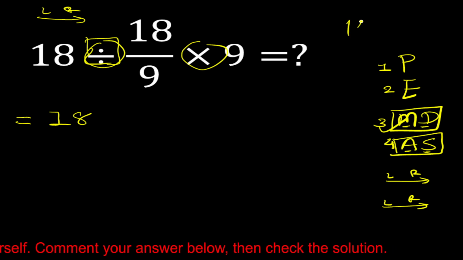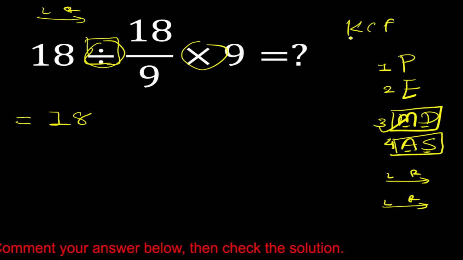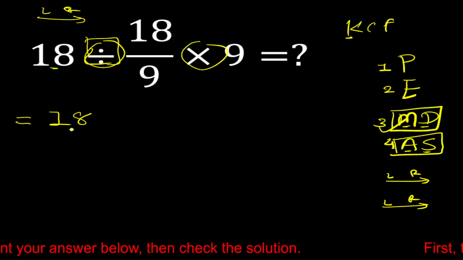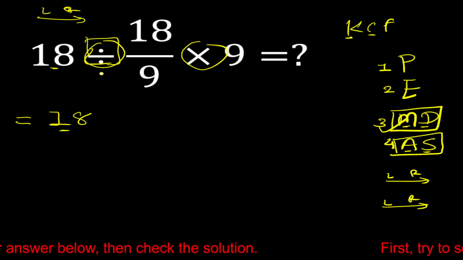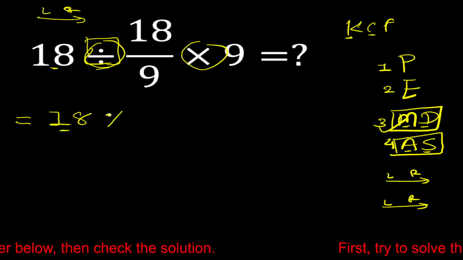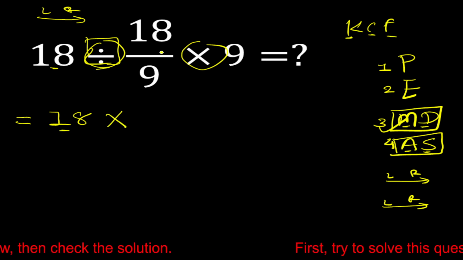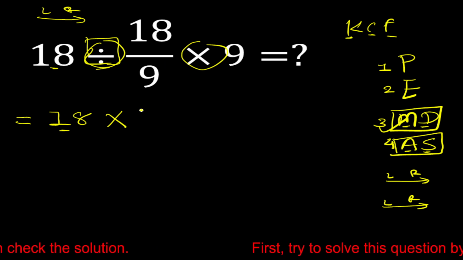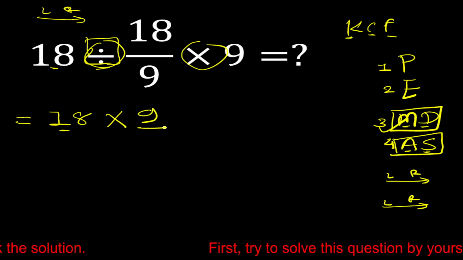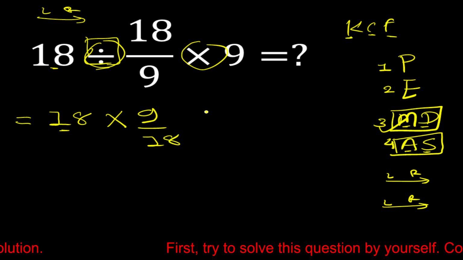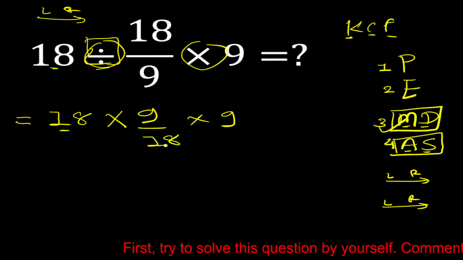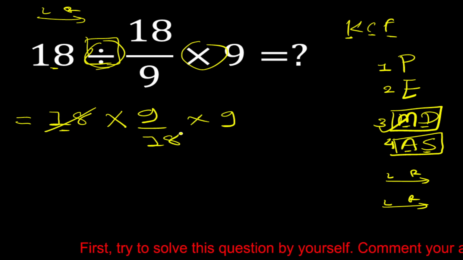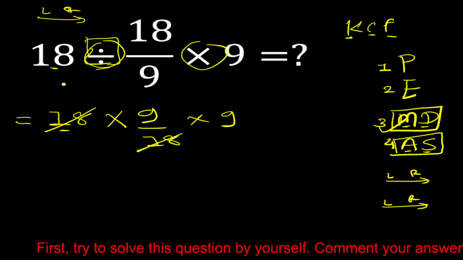Now according to the KCF rule, K means keep the first fraction 18 as it is, the same. C means change the sign from division to multiplication. F means flip the last fraction. 18 upon 9 is equal to 9 upon 18. Multiply 9. Okay. Now 18 divided by 18 is equal to 1.